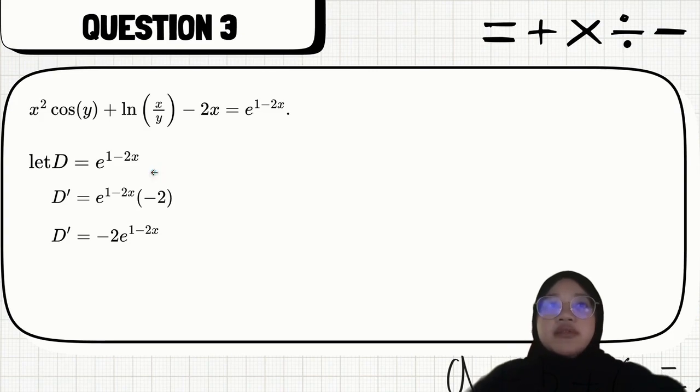Let d equal to e to the power of 1 minus 2x. To find d prime, we need to use the chain rule and differentiate it. We will get e to the power of 1 minus 2x, times negative 2. We need to multiply them, and then we will get d prime equal to negative 2 e to the power of 1 minus 2x.